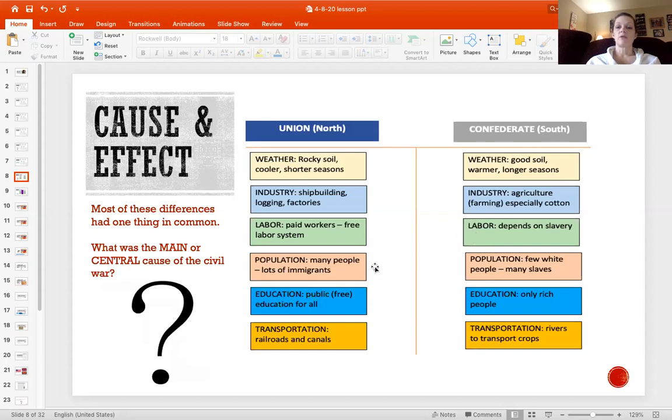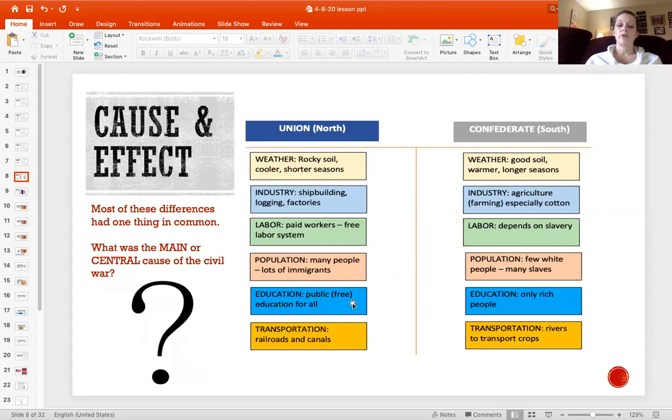The population was very different in both the North and the South. In the North, there were lots and lots of people in those cities and those factories, and a lot of them were immigrants. And in the South, there were a lot fewer white people. Most of the population were slaves.